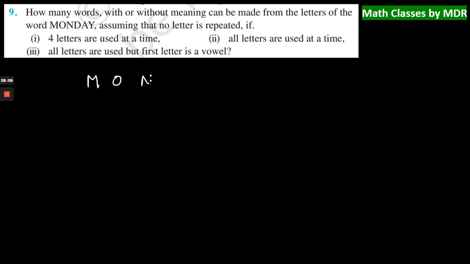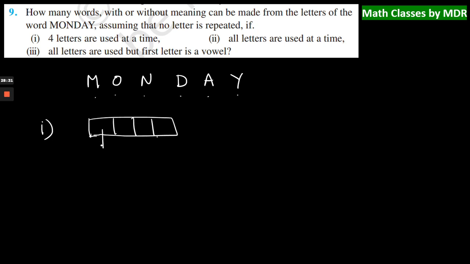M, O, N, D, A, Y. Total how many letters are there? 1, 2, 3, 4, 5, 6. 6 letters are there. So let us use 4 letters at a time. That means you have to form a 4-letter word from the given 6 letters. So then, as usual, how many ways can we take the first letter, first box? 6 ways, because 6 letters are available, and then 5 ways, and then 4 ways, and then 3 ways, right?